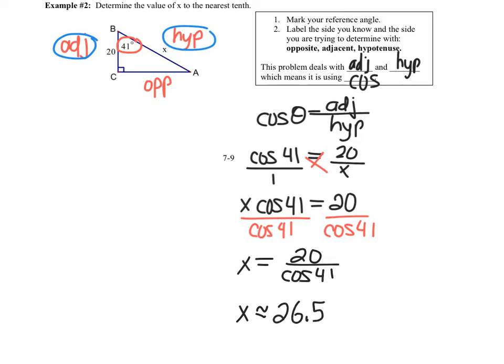And do a logic check for yourself. In this case, we were solving for the hypotenuse, and the hypotenuse is supposed to be the longest side. Is 26.5 greater than that 20 that was given to us? Yes, so this is a possible answer that actually makes sense.